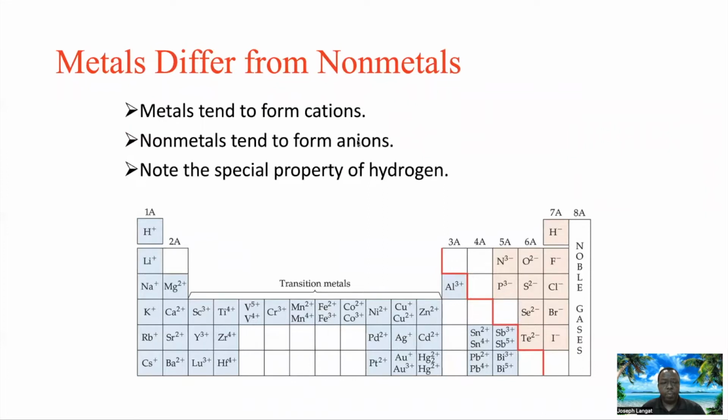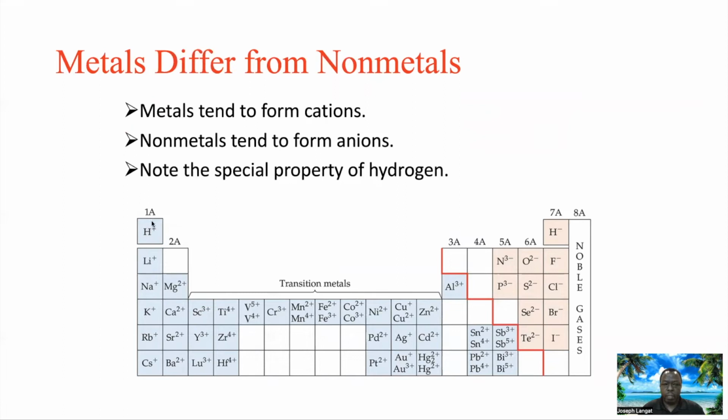Non-metals form anions. Anions are negatively charged. If you look at this, they are negatively charged. And tellurium, well, these are non-metals, or I mean metalloids. So noble gases, they don't react. They are inert gases. Note the physical property for hydrogen.